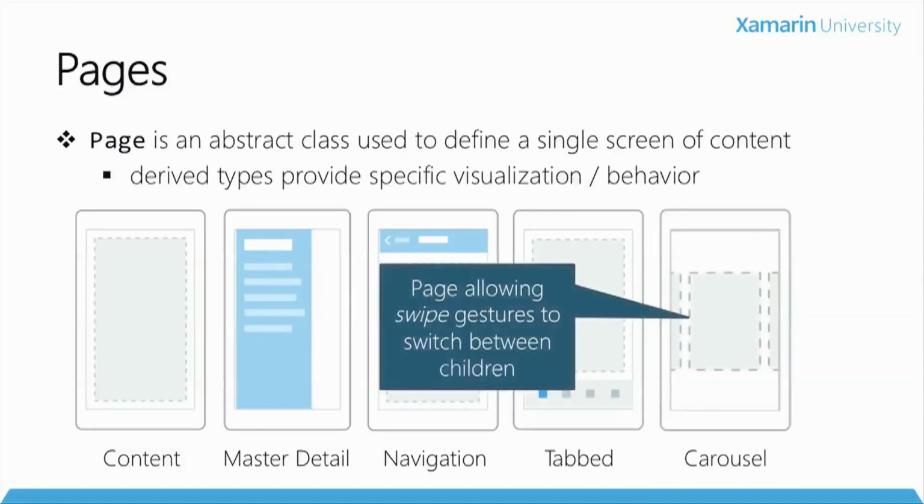And finally, we have the carousel page. The carousel page enables swiping left or right to change from one page to another. So like the tabbed page, you add multiple pages to a carousel page. It's got a children property that takes the array of pages, and then you can navigate between them. Typical use case for this is a photo application where the user can swipe through all of the available images.